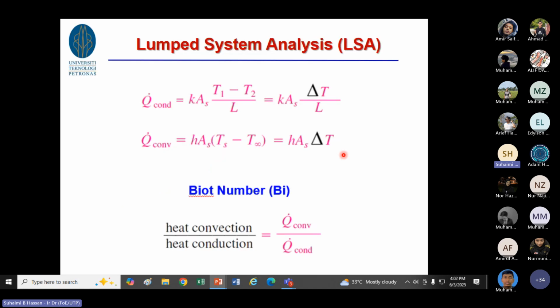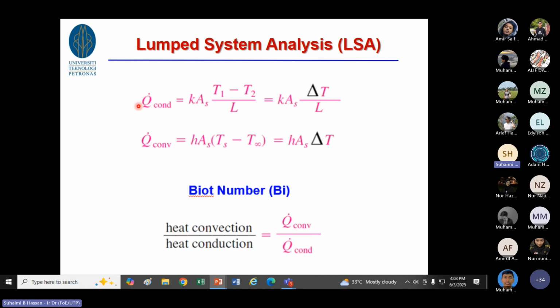Okay, the lump system analysis. I think you can refer to your slide, already uploaded in the Ulen. The lump system is straightforward. Okay, the main pointer is visible. The lump system analysis is another analysis for heat transfer on the conduction part.